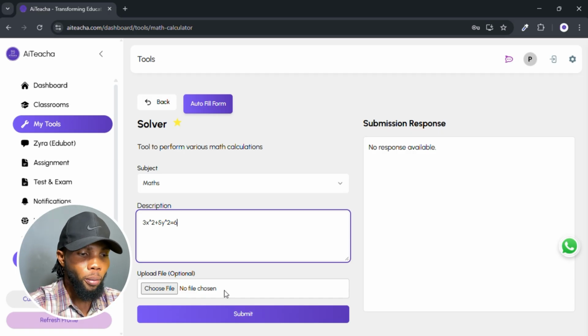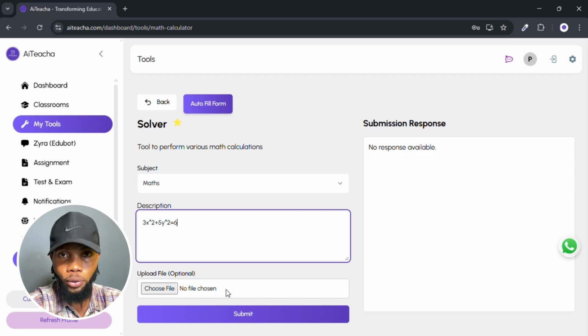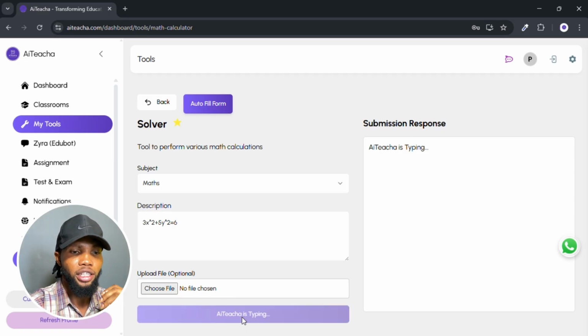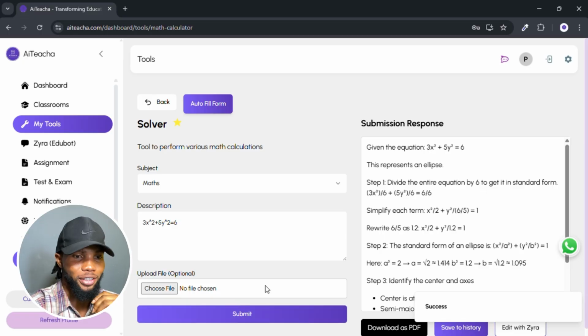And this upload file is optional. That's if you have something else you want to upload, or you just want to upload for the AI to solve, it can upload it there. But if you don't have, as long as you input your equation into the description box, you're good to go. So you click on submit and watch AiTeacha do its magic in just 30 seconds. So this is it. The result is out.